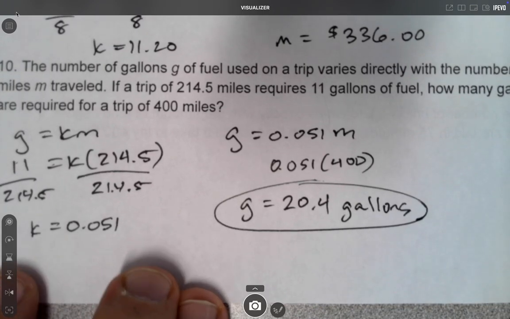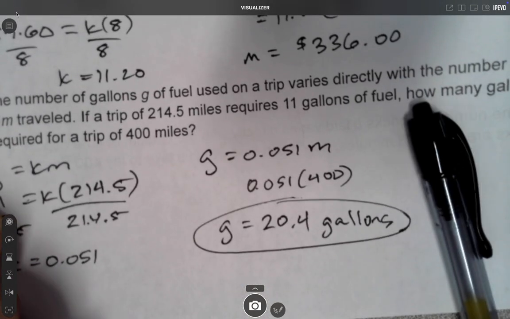Okay, so review these kinds of problems because these are the kind of problems that you will see on your test. Good luck.